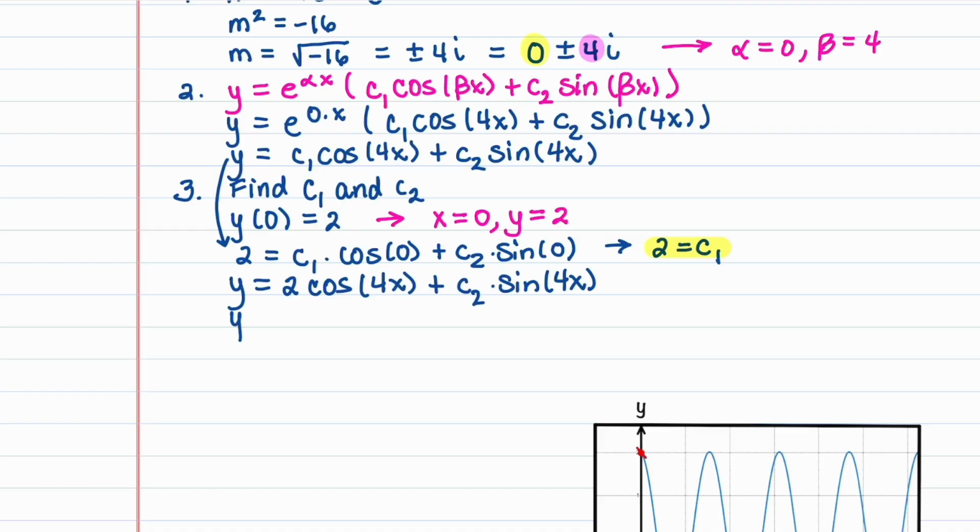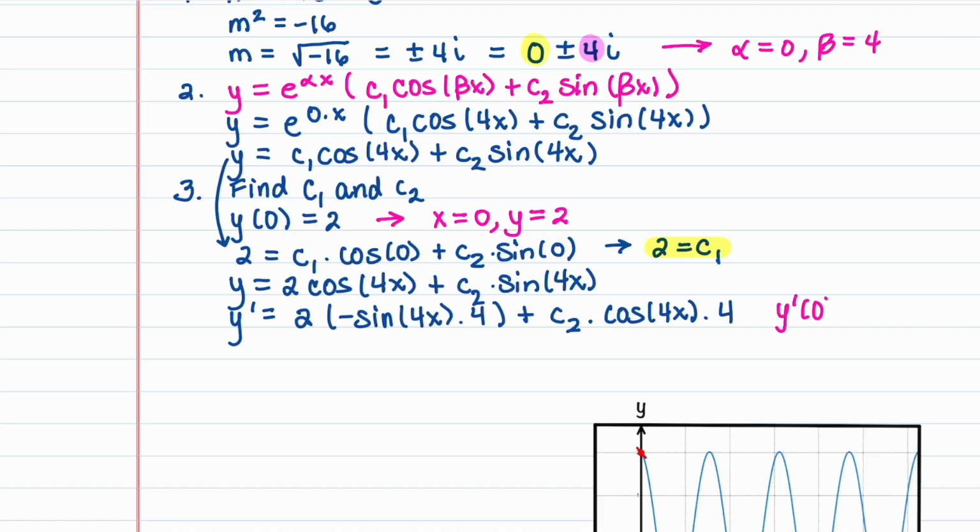What we're going to have to do is take the derivative, and that is going to be 2 times the derivative of cosine, which is minus sine 4x, times the derivative of what's inside, which is 4, plus c2 times the derivative of sine, which is cosine, of 4x, times the derivative of what's inside, which is 4. Let's now substitute in, from our initial condition, y prime of 0 is equal to negative 1, that x is equal to 0, and y prime is negative 1.